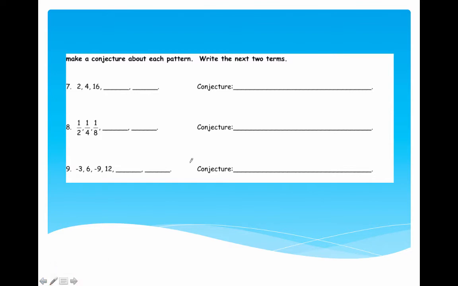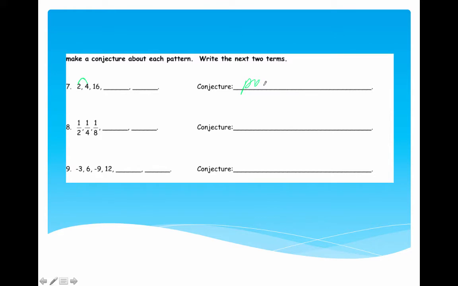Okay, on this one we're going to write down what our conjecture is first, and then fill in the next terms of the pattern. So from 2 to 4 to 16, when you see 2, 4, you might think 6, 8, or you might think 8. But in this case, 2 goes to 4 and then 4 goes to 16. So the relationship between 2 and 4 can be adding 2, it can be multiplying by 2, it can be squaring. And the one that gets us then from 4 to 16 is the squaring one.